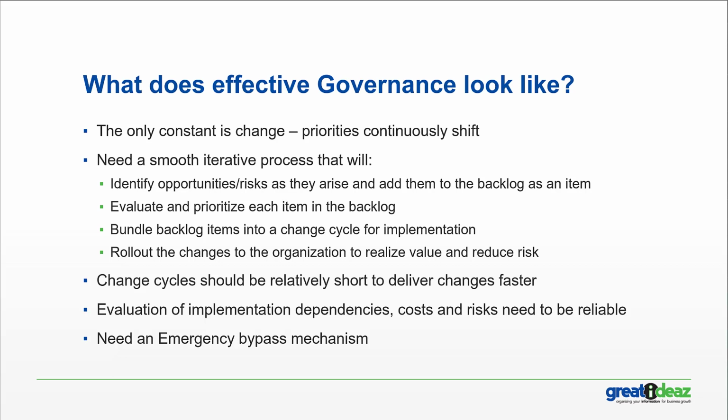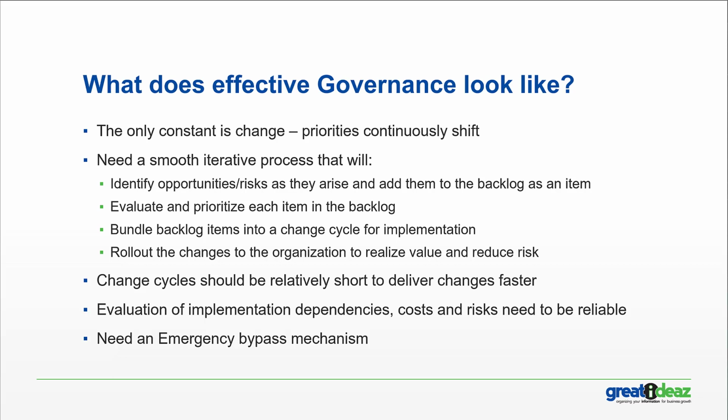So what we're looking for is a very smooth iterative process. We can't say that risks and opportunities only arise on the first Monday of each month, all right? So we need to be able to identify these opportunities and risks as they arise and make sure that we add them into something that we commonly term a backlog as an item. So we take an opportunity or a risk and we add it to a backlog, which is a list of opportunities and risks, and we call that a backlog item within the context of enterprise architecture and within the context of the rest of this course.